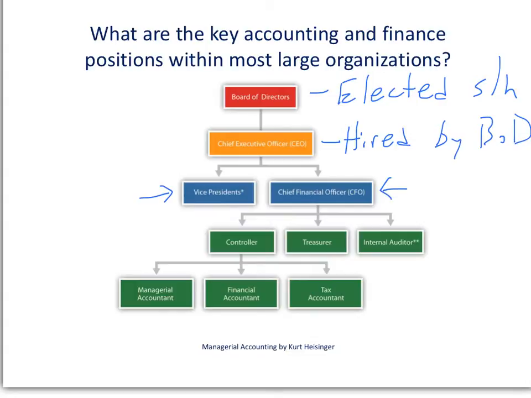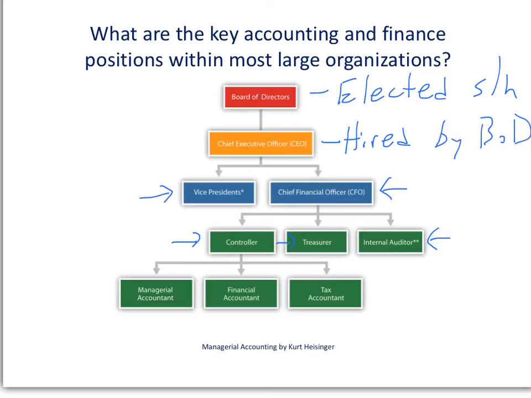And now we're getting into the area that we're really focusing on with this video, and that is the CFO, who has control over all of the accounting and finance functions of the organization. So the CFO is responsible for hiring and overseeing the controller, the treasurer, and typically the internal auditors, although there may be some debate. Sometimes internal auditors report directly to the CEO or the board of directors.